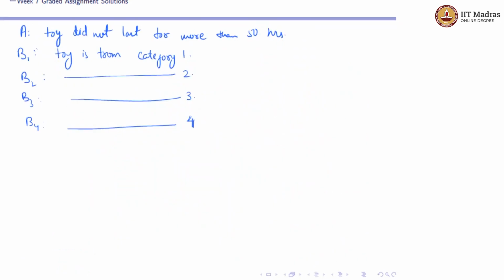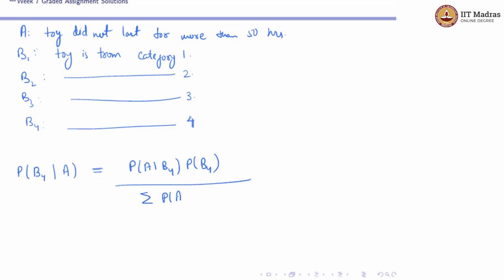So this is nothing but an application of Bayes' theorem. So we have to find out probability of B4 given A. According to Bayes' theorem, this is going to be probability of A given B4 into probability of B4, divided by the sum over probability of A given Bi into probability of Bi, where i is varying from 1 to 4.